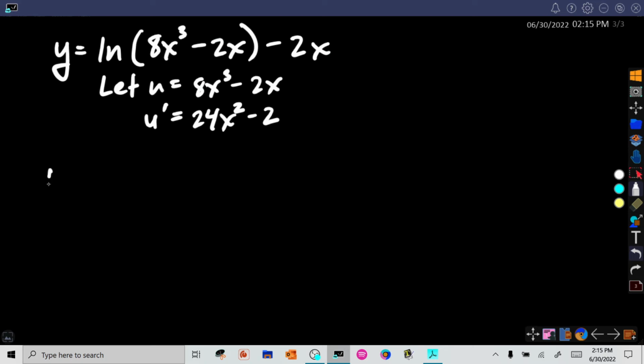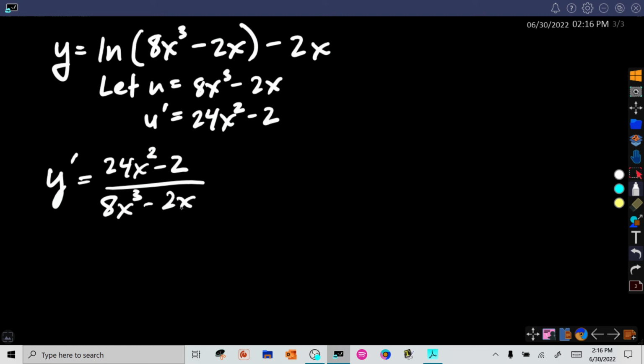So that means that my derivative, you're probably wondering what happens to that minus 2x. We just do the derivative of that completely separately because it's not connected to a logarithm. So here we're going to have u prime, so 24x squared minus 2 divided by my original 8x cubed minus 2x. And then I'm going to subtract off the derivative of that 2x, which is just the 2.